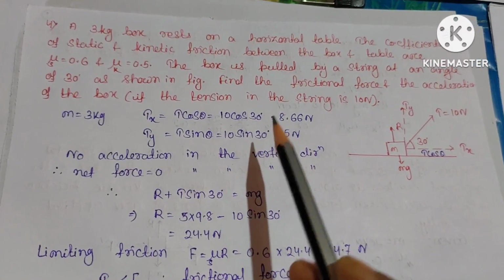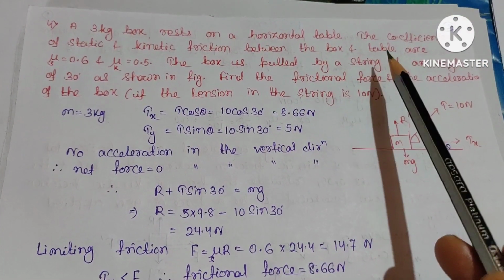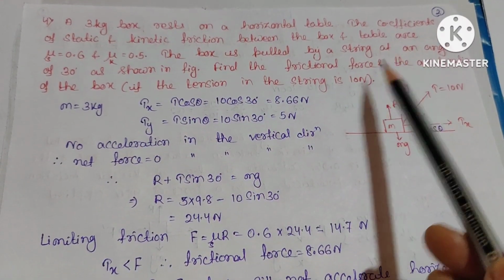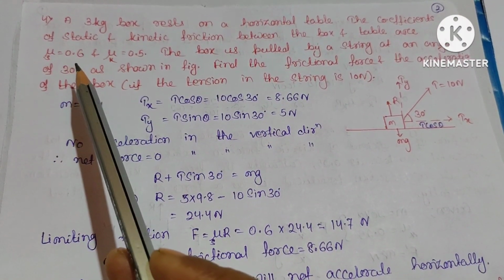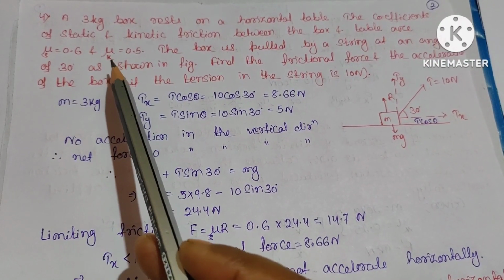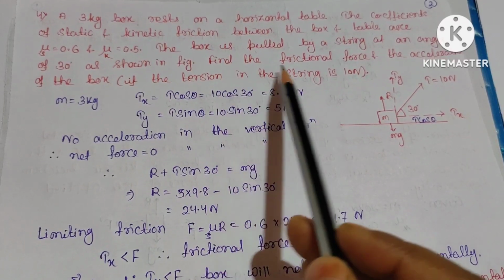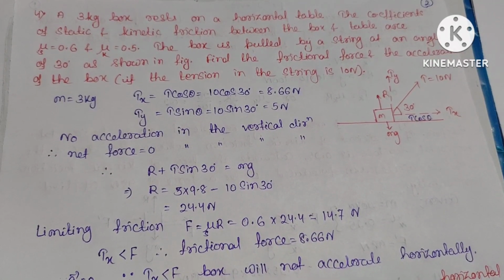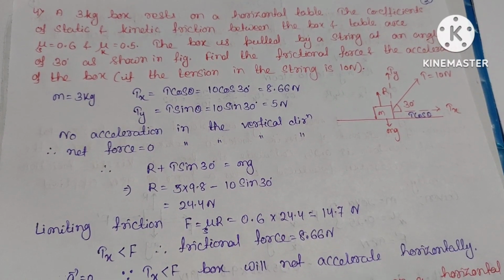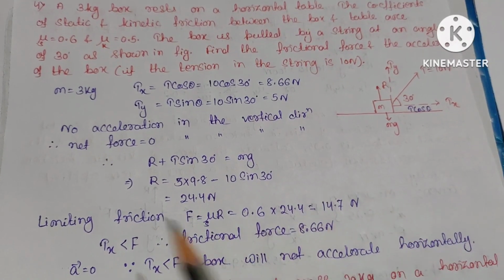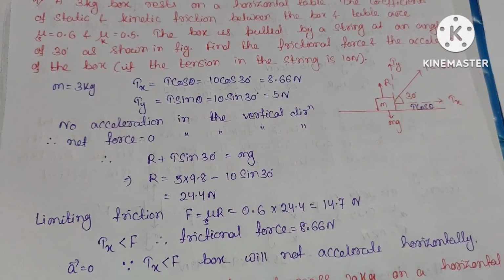A 3 kg box rests on a horizontal table. The coefficients of static and kinetic friction between the box and the table are mu s is 0.6 and mu k is 0.5. So this is the static coefficient and this is the coefficient of kinetic friction. The box is pulled by a string at an angle of 30 degree as shown in the figure. Find the frictional force and the acceleration of the box if the tension in the string is 10 Newton. Here you can see that mass is 3 kg.